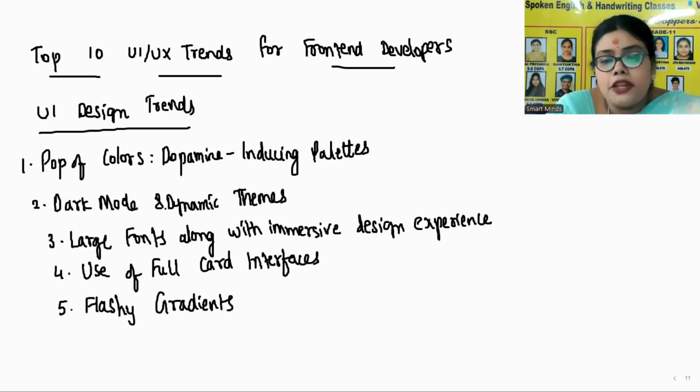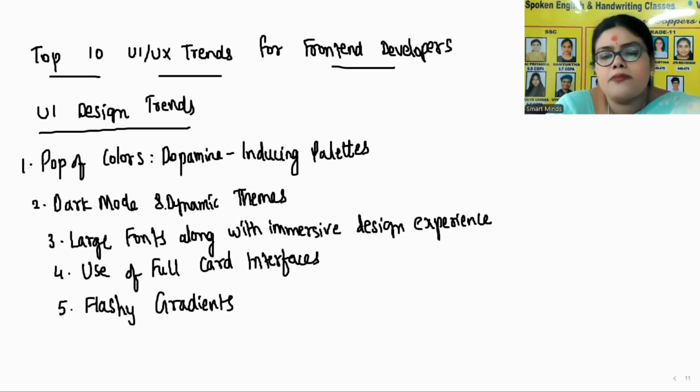Then next is dynamic themes. So what do you understand by dynamic themes? Users can personalize their experience by adjusting color schemes, layouts and functionalities. So this fosters a stronger connection to the application, enhancing satisfaction and engagement. So implementing these features elevates user experience and accommodates diverse preferences.